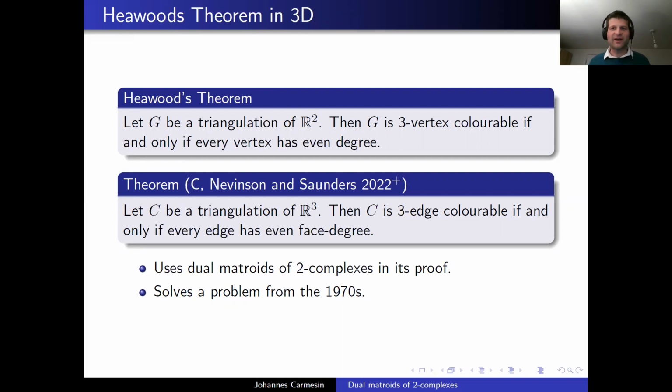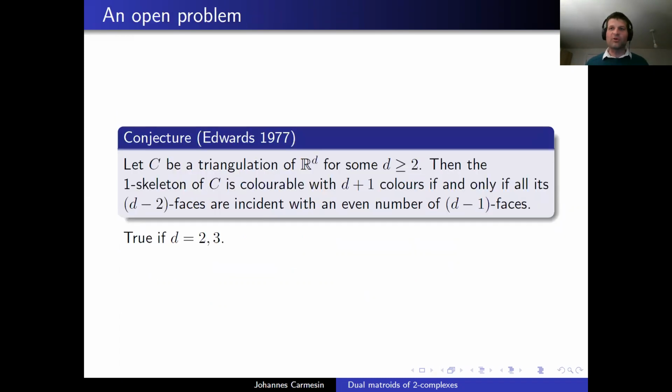Yes, so the reason why I like this theorem a lot is that in the proof, we actually use these dual matroids to construct the dual graph and then use them to show this dual graph is bipartite, which then helps us to construct this coloring. And the open question is, can you do something similar in dimensions higher than 3?